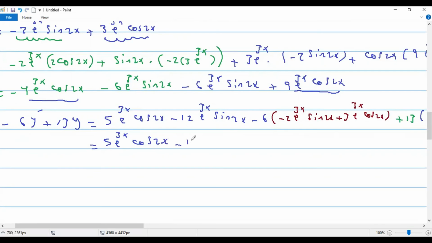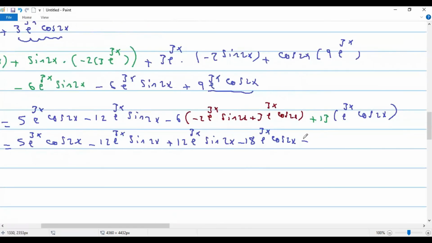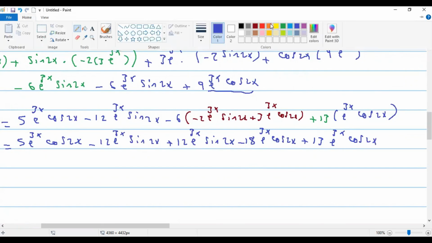Minus 12e^(3x) sine 2x, and positive, plus 12e^(3x) sine 2x, negative 6 by 3, negative 18e^(3x) cosine 2x, plus 13e^(3x) cosine 2x.